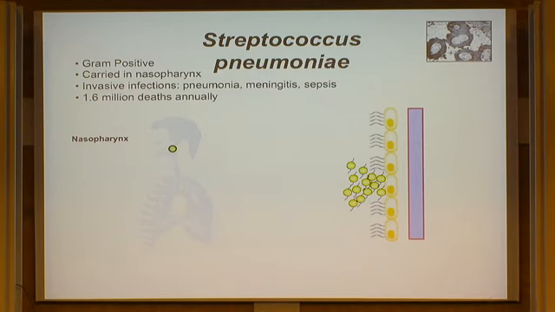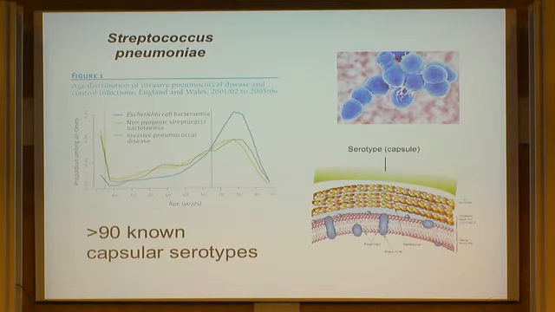So Streptococcus pneumoniae is a gram-positive bacterium that, as many of you know, is carried in the nasopharynx, but causes, on occasion, quite rarely, invasive disease, including obviously pneumonia, but also meningitis and in rare cases sepsis, and this occurs when the bugs move across the barrier, they invade through the epithelial barrier, and this then results, as I said, in either pneumonia or meningitis.